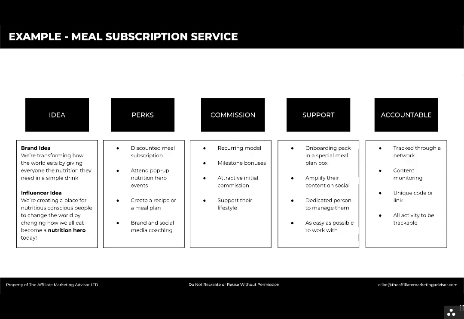I provided an example of a meal subscription service that I've totally made up. First, on the idea. The idea for the brand could be to transform how the world eats and to improve the nutrition of everybody. That then can be echoed in the influencer program. The influencer program could be named something like Nutrition Hero, where influencers are invited to become nutrition heroes and help people around the world improve their nutrition by changing their eating habits.